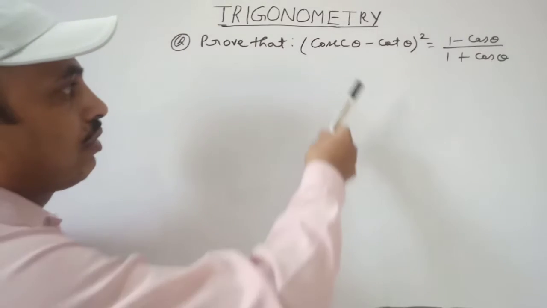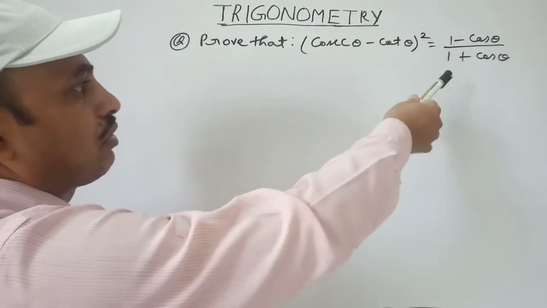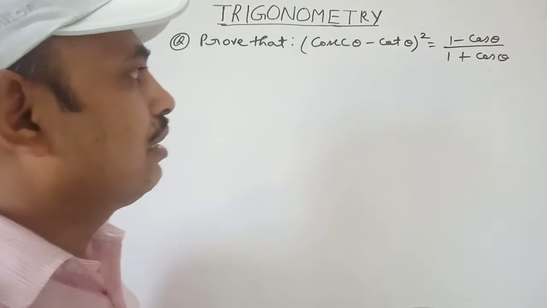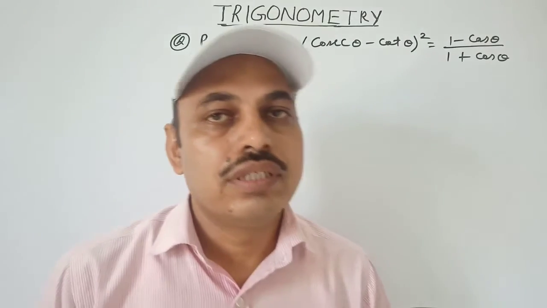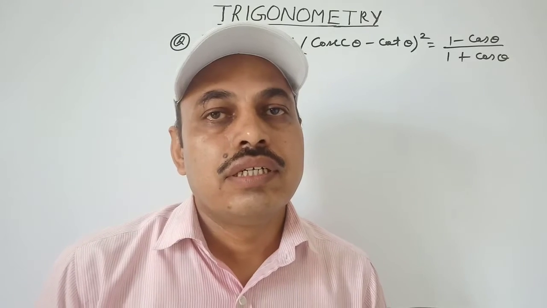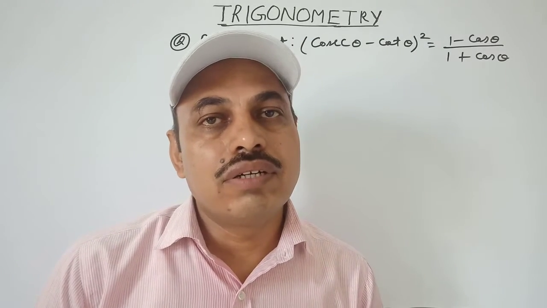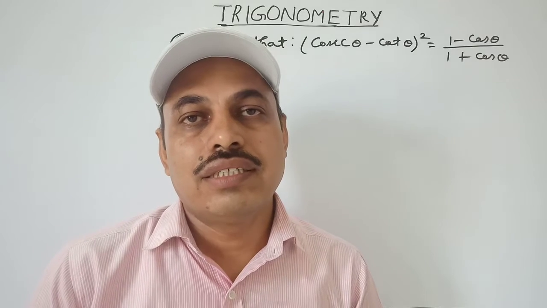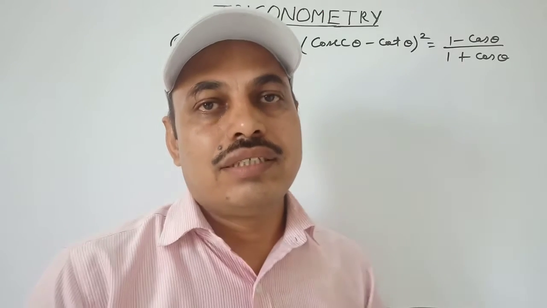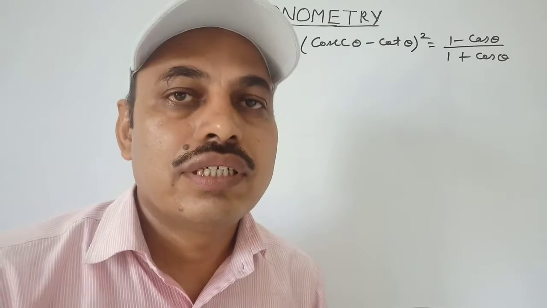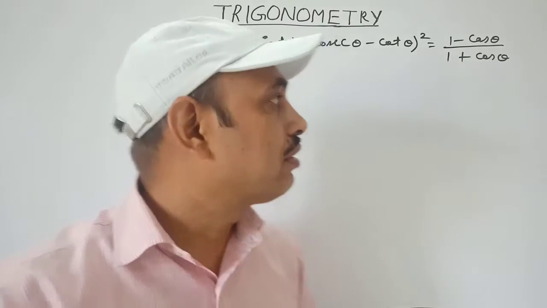Prove that (cosec theta minus cot theta) whole square equals (1 minus cos theta) upon (1 plus cos theta). Before solving such type of questions, I want to revise relations and identities which we will use in the coming questions.